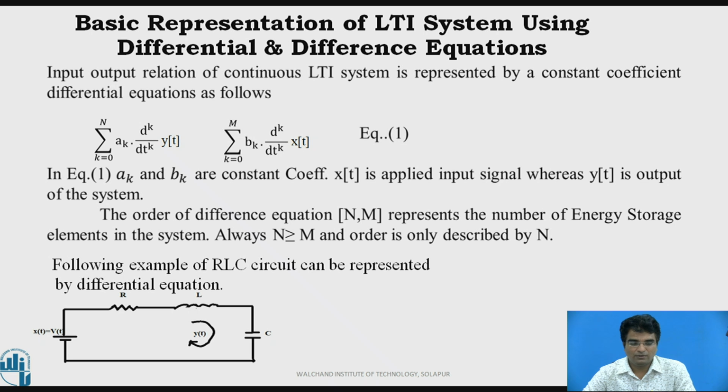The order of the differential equation is N. N and M represent the number of energy storage elements in the system. Always N is greater than or equal to M, and the order is described only by N. The following example of an RLC circuit can be represented by a differential equation as shown in the figure. Here v of t is given as a supply voltage x of t to the RLC combination, and the current flowing through it is y of t.